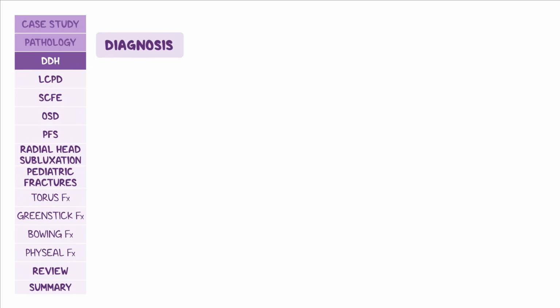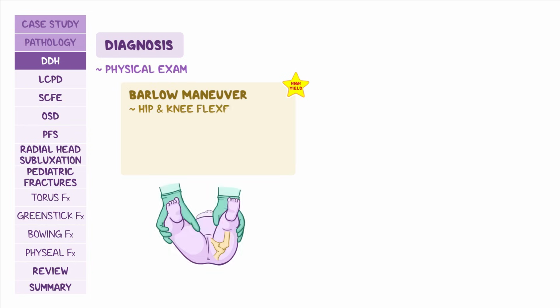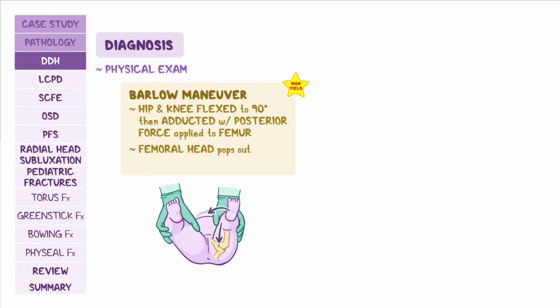Diagnosis of developmental dysplasia of the hip in babies starts with the physical examination. For your exams, you must remember 2 maneuvers. In the Barlow maneuver, the baby's hip and knee are flexed to 90 degrees, then adducted while applying a gentle posterior force to the femur. In a baby with hip dysplasia, this maneuver will cause the femoral head to pop out of the socket, which you'll feel as a distinct clunk, indicating a positive test.